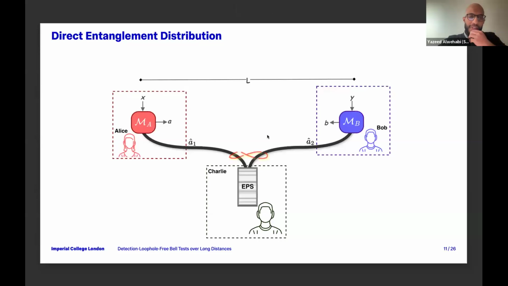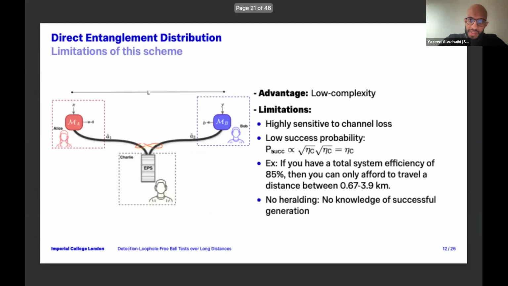How can this be done? There are different ways you could do it. You could have one source in the middle at a station called Charlie, and then you send one photon to Alice and the other to Bob. This approach is simple, but it has many limitations. It's highly sensitive to loss, since the losses in the channels will contribute to the loss budget that you need to close the detection efficiency loophole at Alice and Bob.